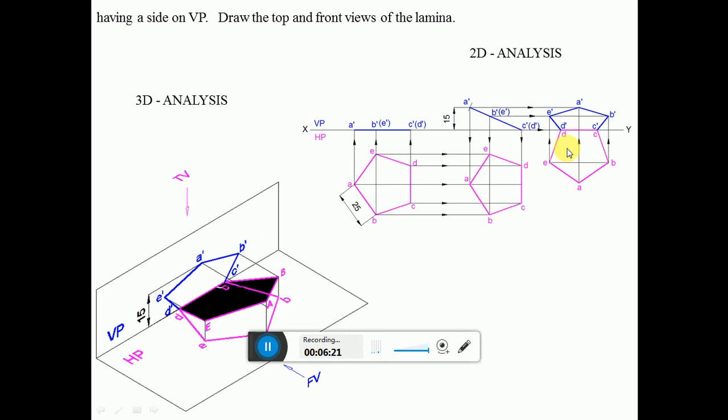Now, in the 2D analysis, how do we reproduce the second position top view in the third position? Since it says the side resting on HP is also on VP, C dash D dash is the one which is resting on HP. That one is perpendicular to VP now here, so this has to rest on VP. That means we have to rotate in the counterclockwise direction, that is anti-clockwise, because if you rotate clockwise, then A will go to rest on this. So here we have to rotate only in counterclockwise direction.